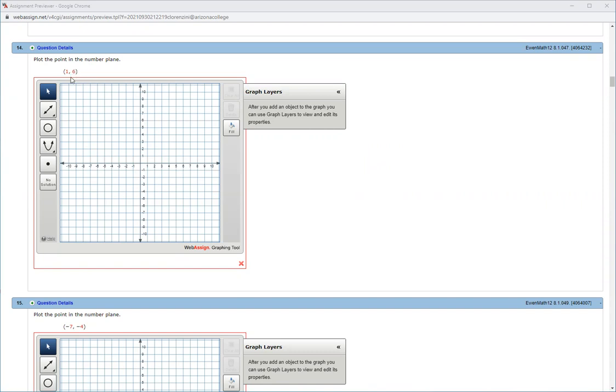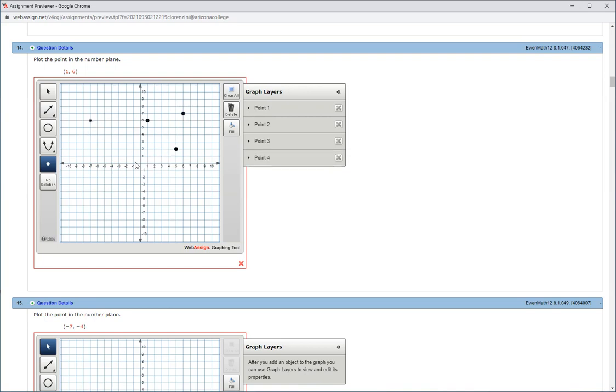If I want to plot a point, I come down here, click on this little point looking thing, make sure it's highlighted, and then I'm going to go over 1, up 6, and it's going to plot the point for me. So that's how we go about plotting points. And I can plot a couple of points. I can plot a point here, point over here.